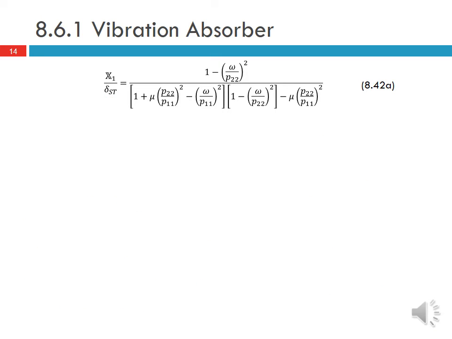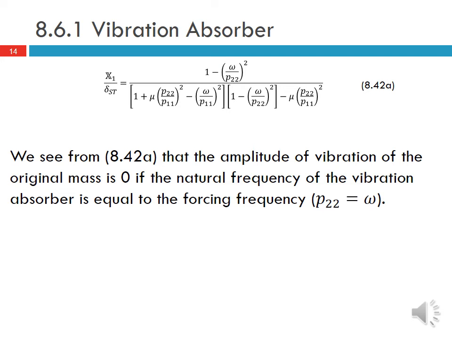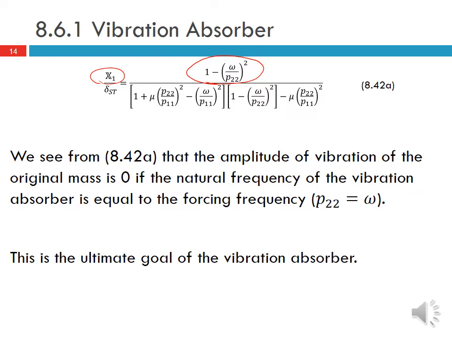Okay, so let's look at our first equation here. We can see that the amplitude of vibration of the original mass is 0 if the natural frequency of vibration of the vibration absorber is equal to the forcing frequency. So if P22 is equal to omega, then the amplitude of x1 is going to go to 0 because of this term on the top here. So this is the ultimate goal of the vibration absorber. We want to be able to find these parameters so that the amplitude of vibration of the original system is equal to 0.